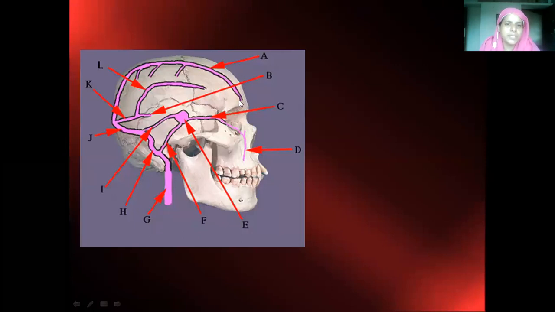Now in this picture, A is labeled as superior sagittal sinus. L is labeled as inferior sagittal sinus. K is the label for straight sinus. B is actually the occipital sinus.